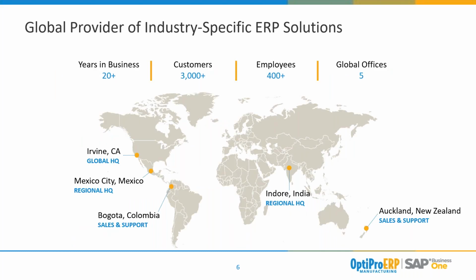We are a global provider of ERP solutions with over 20 years of history. We have customers, operations, and offices across the globe in the US and North America. Our global headquarters, where George and I are located, is in Irvine, Orange County, Southern California. We also have a strong presence in Latin America and the Asia Pacific. We have regional headquarter offices in Mexico City and Indore, India. Our 400-plus employees are comprised of product, engineering, sales, and support teams, and they're spread throughout North America, Latin America, and the Asia Pacific.